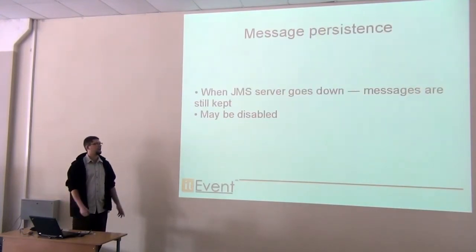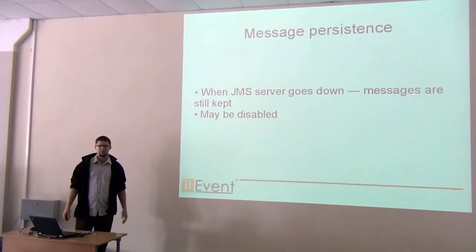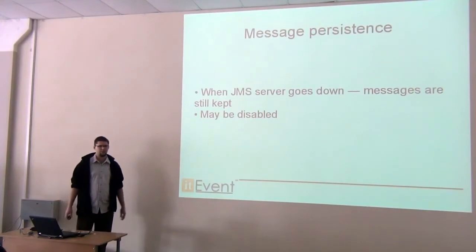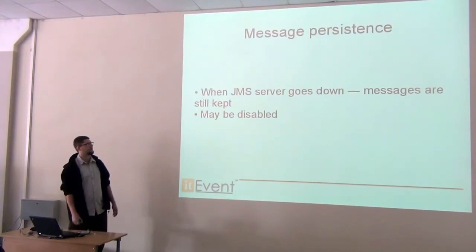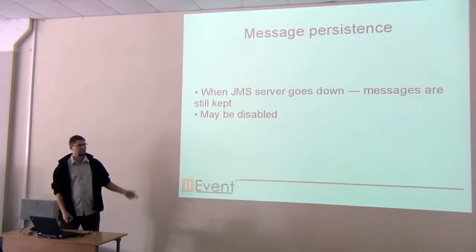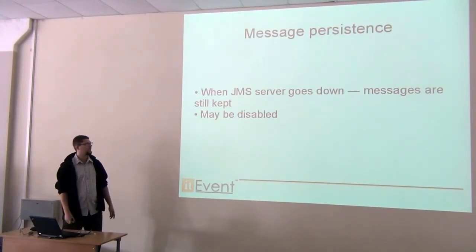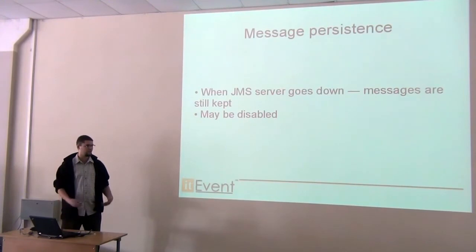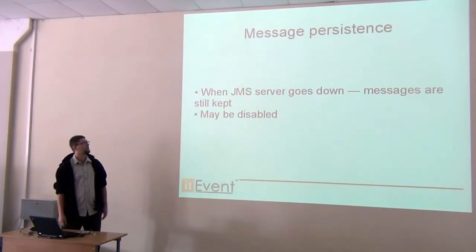Another key feature of reliability in JMS is message persistence. So if you define that a queue or topic is persistent, then after turning off or failing of the JMS server, say because of a power outage or network problem, the messages are still kept. When a message arrives at the JMS server, it will write the message somewhere on the drive or in the database, and then when the server fails and is brought back, it will pick up those messages. And it can be disabled if you target very high performance.